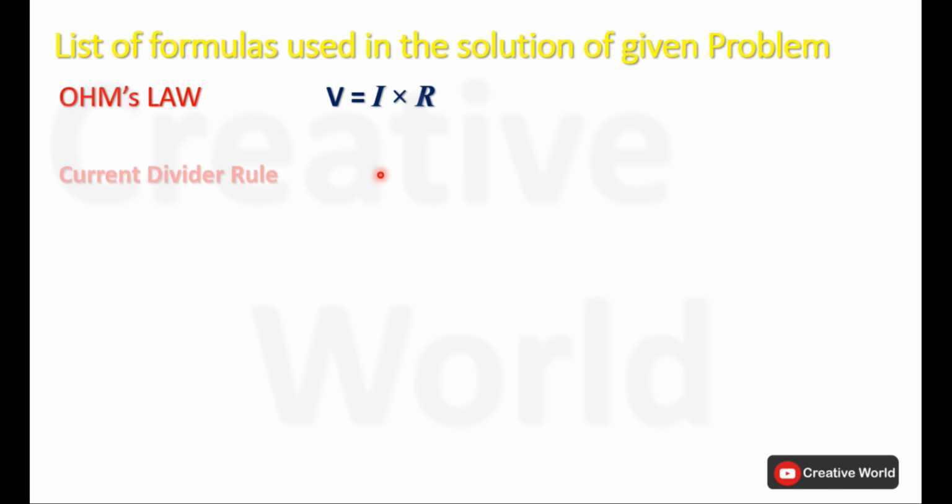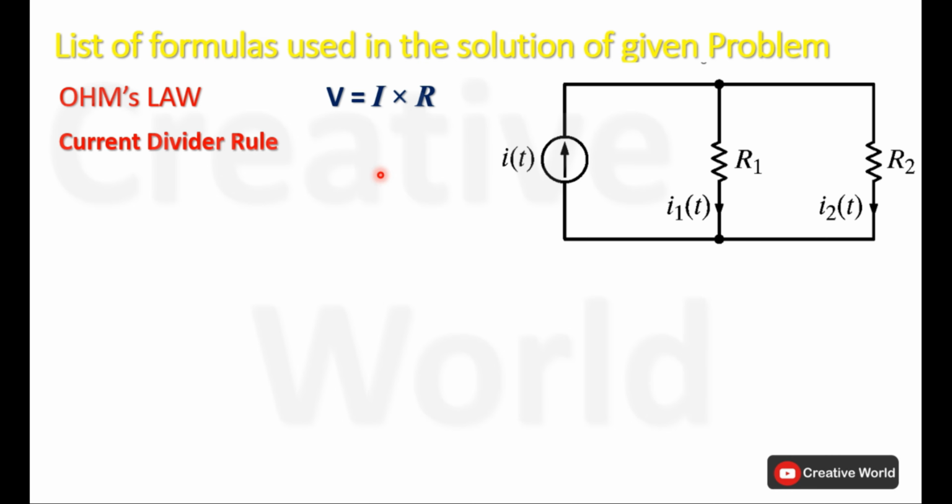And current divider rule. Current divider rule is a very useful tool for the calculation of current when we are dealing with parallel resistive networks. This rule is applicable when the supplied current is given and we have to calculate the individual branch currents. This is an example circuit for the application of current divider rule.